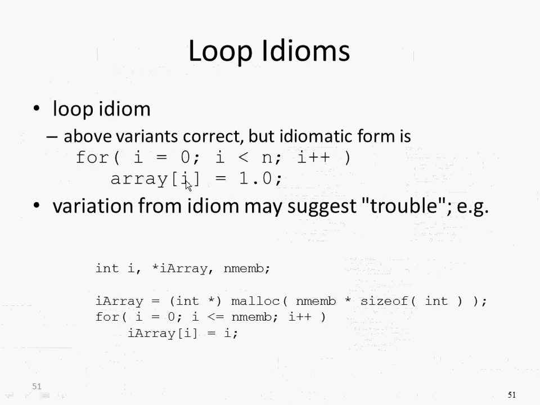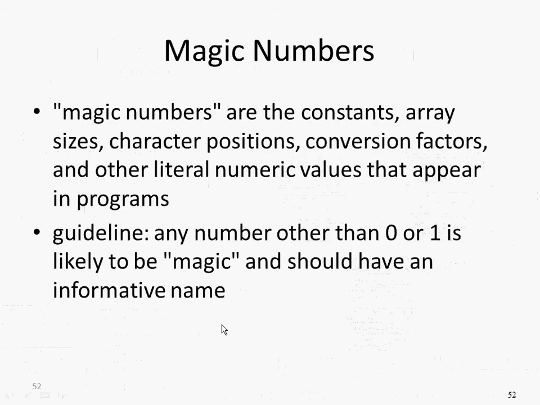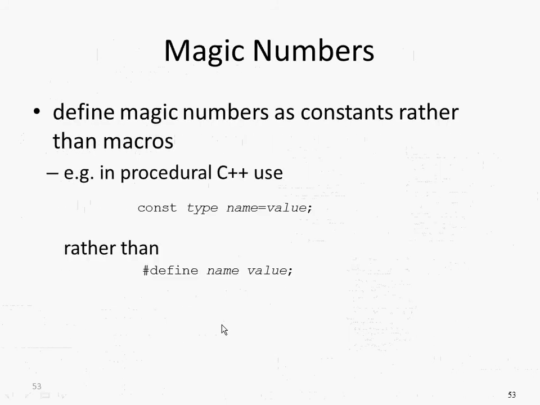And I showed some examples where you can find bugs just by recognizing a deviation. You can recognize bugs by deviations from these idioms. Okay, I talked about magic numbers and so-called manifest constants. The idea here is we should be replacing them in these sorts of situations.